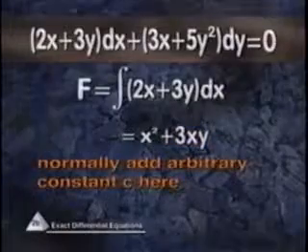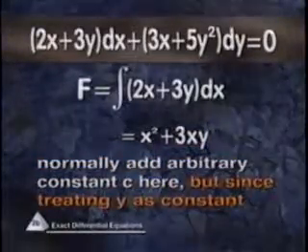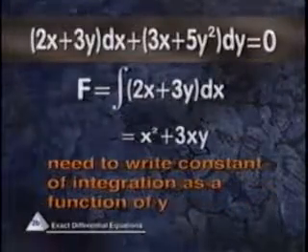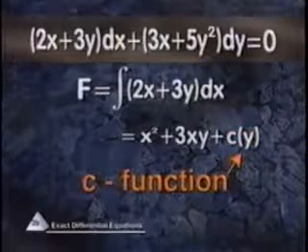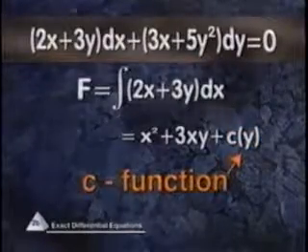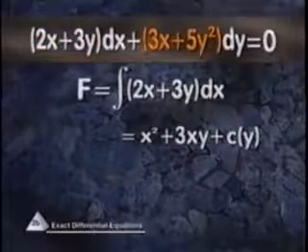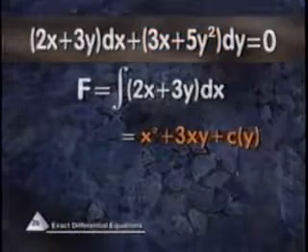Now, normally we would add an arbitrary c to the end here, but since we're treating y as a constant for this integration, we need to write the constant of integration as a function of y, c of y. We'll call this a c function because it will always be c of x or y, depending on whether you choose to integrate m or n. So, the partial integral of m with respect to x is x squared plus 3xy plus c of y.